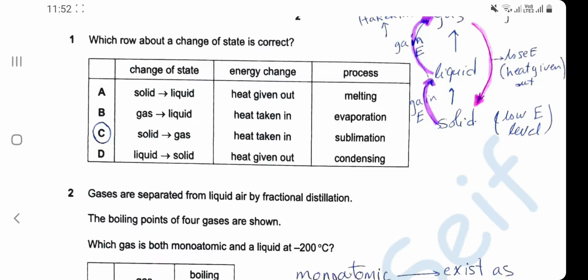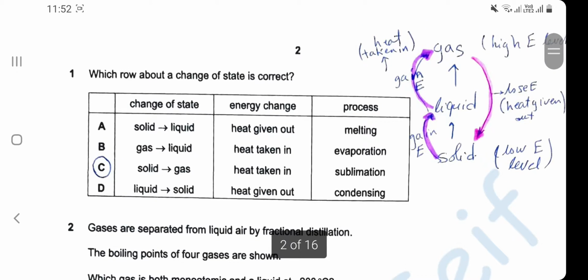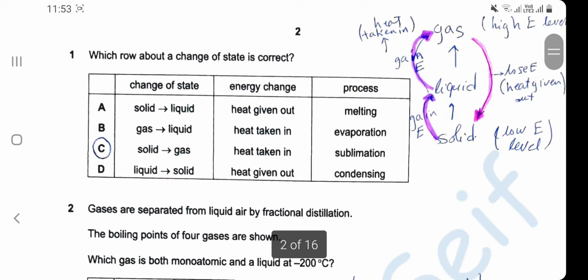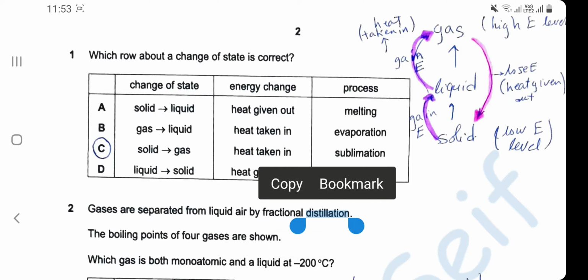First one, from solid to liquid, first column, heat is given out. From solid to liquid, particles should gain energy. So this statement is wrong. B, from gas to liquid, heat is taken in. This is also wrong. From gas to liquid, heat is given out. So the second statement is also false.